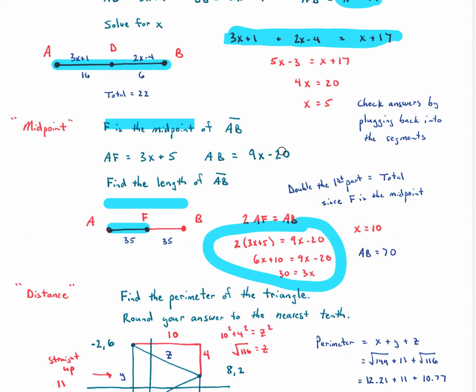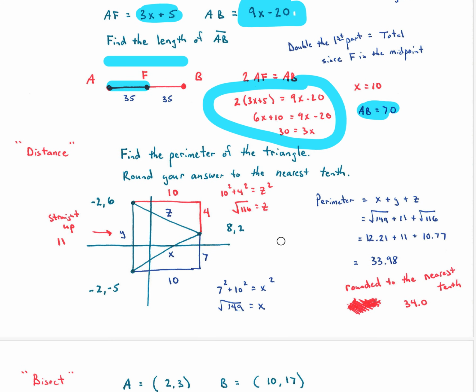But once I know x is 10, I can come back up here and I can plug in 10 for x. 9 times 10 is 90. 90 minus 20 is 70. And I can figure out that AB must be 70. And I could have also plugged in 10 over here. 3 times 10 is 30. 30 plus 5 is 35. You're like, oh yeah, this is 35 and this is 35, which makes the total 70. And it all makes sense.